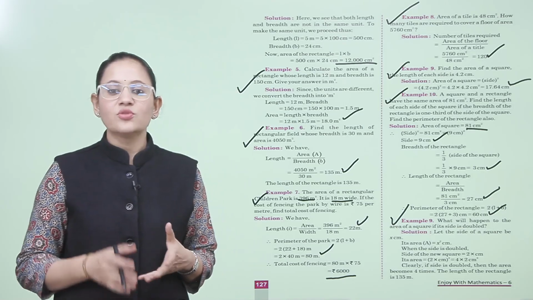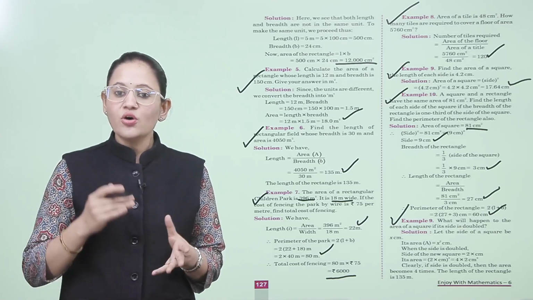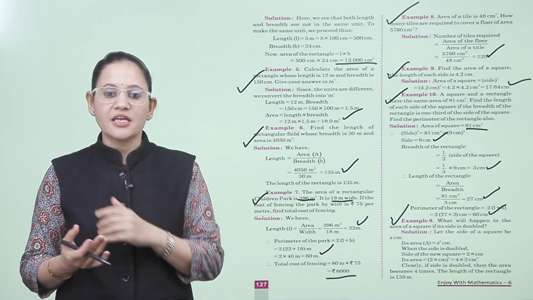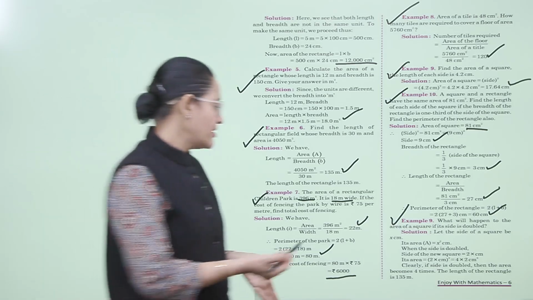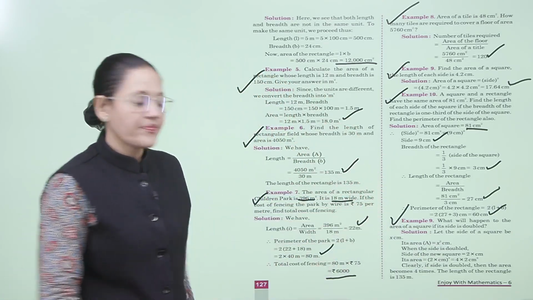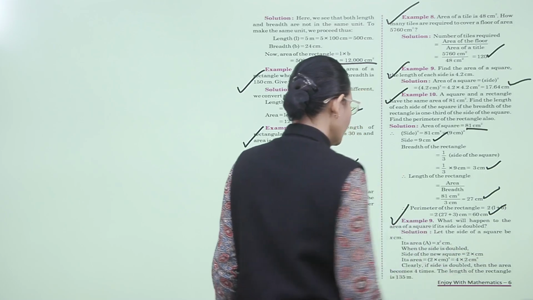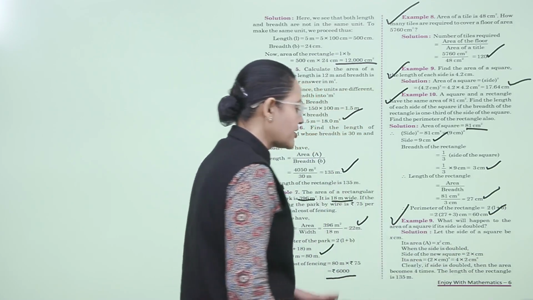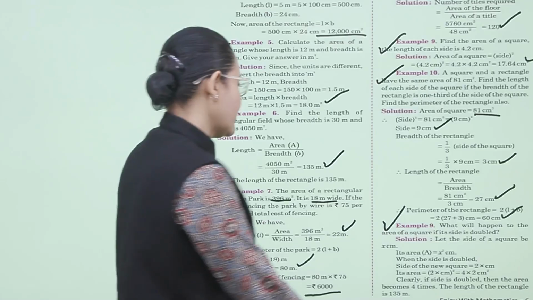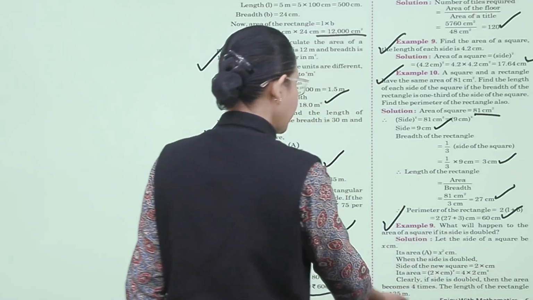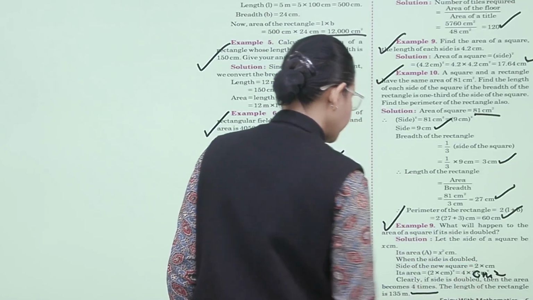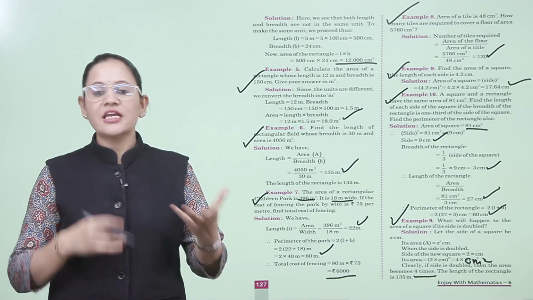Next, one more example, example 9. What will happen to the area of a square if its side is doubled? So if we double the side of the square, what change will be in the area? Say the area is x square centimeter, and the side is doubled. So the side of the new square is 2 centimeter. So area is 2 square, that is equal to 4. Clearly, if the side is doubled, then the area becomes 4 times. So if we double the side, the area becomes 4 times. Clear?